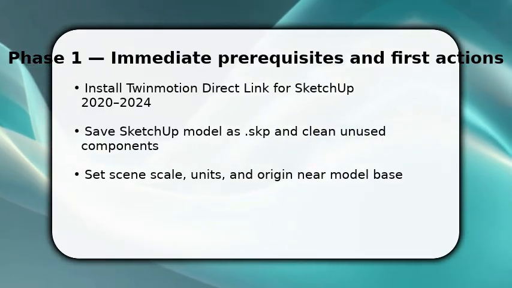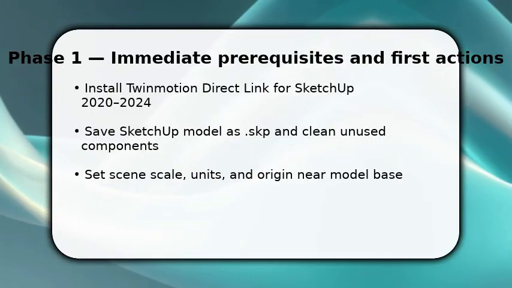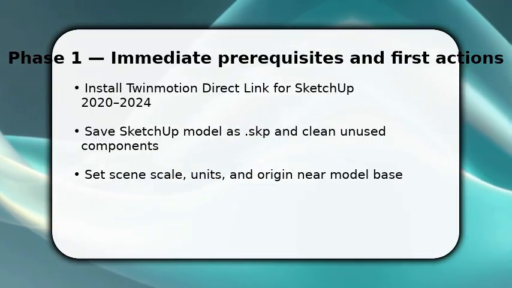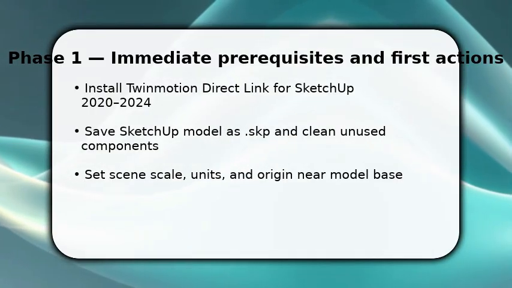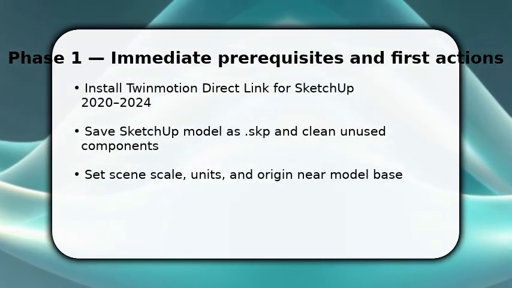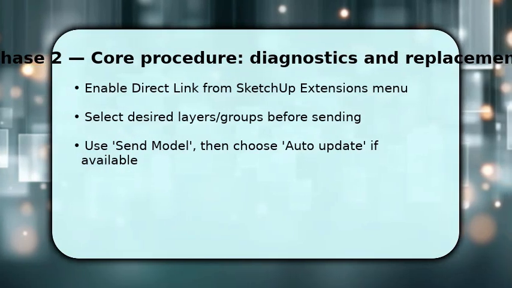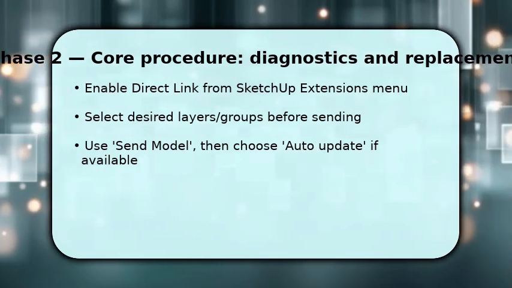Move the model origin near the geometry base so transforms stay stable. Save a backup .SKP before linking. This lets you sync quickly, maintain scene integrity, and prevent rescaling issues, so you can focus on visuals instead of file fixes. From SketchUp, enable Direct Link in Extensions and click Send Model.